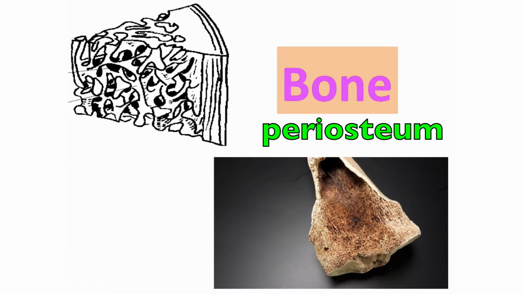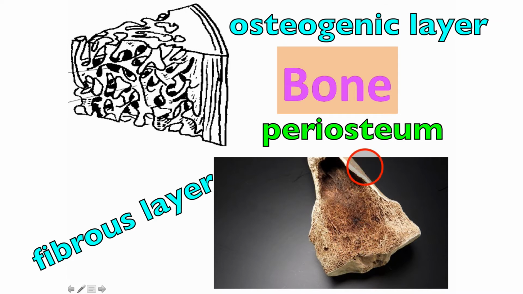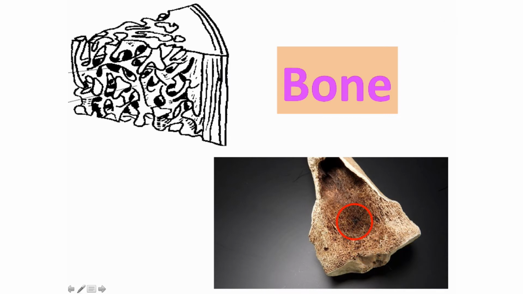On the outer surface of bone right here, we would find a structure known as the periosteum, which contains two layers, a fibrous layer and an osteogenic layer. The osteogenic layer contains the stem cells of bone that we've talked about, known as the osteogenic cells or osteoprogenitor cells. And then lining the inside of the bone is going to be a layer known as the endosteum. So periosteum is covering the outside of bones. Endosteum is the internal surface of bones.